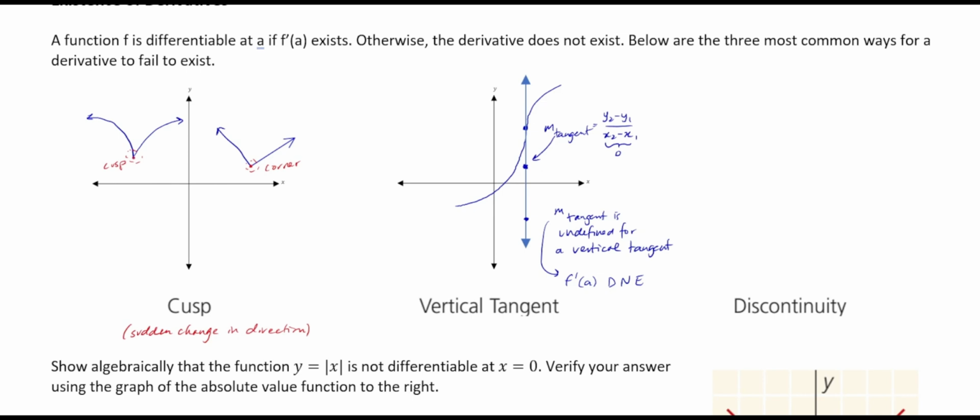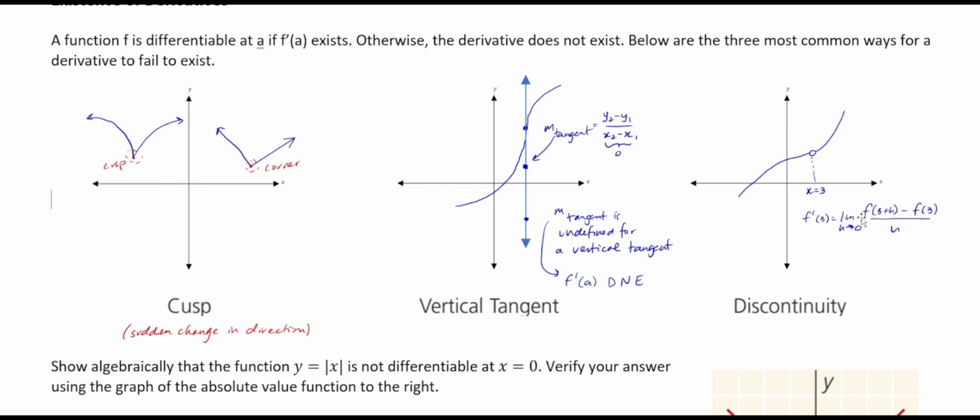Now we're going to look at discontinuities. So what I've drawn here is a curve with a hole at x is equal to 3. So notice that we can find the limit of the function as x approaches 3, what will not exist is the derivative. We can't find the slope of the tangent at a point that doesn't exist. Why might that be the case?